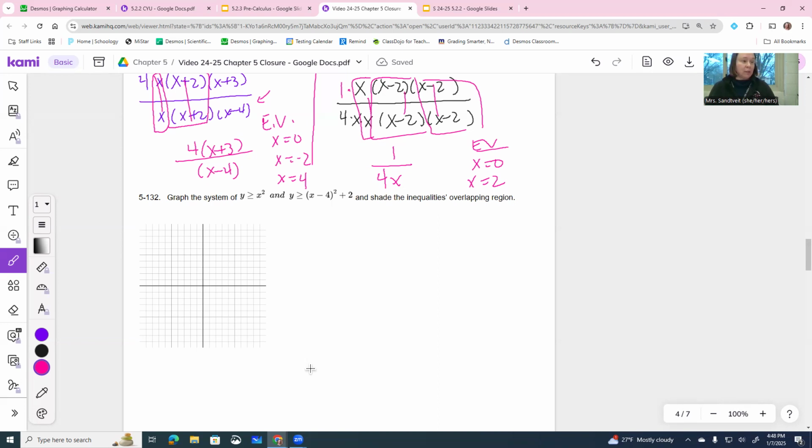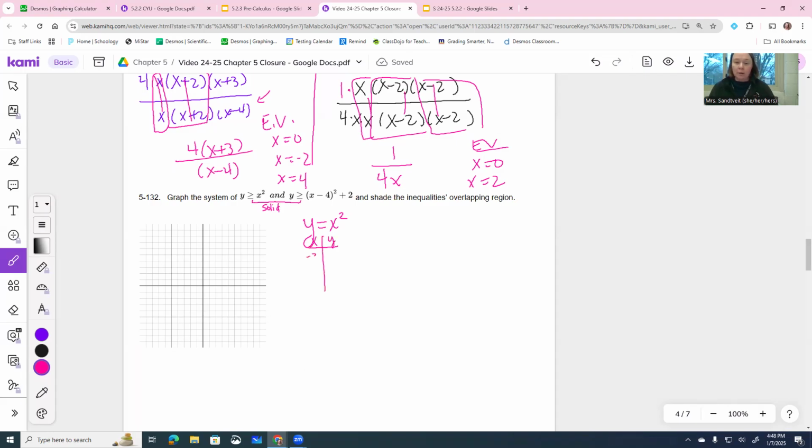So first, for this graph of y equals x squared, remember we start by graphing the boundary equation. And these both have the equal to on the inequalities. That means they're going to be solid graphs. Remember, if it's just the greater than or less than, it would be dashed. Okay, so for y equals x squared, just our parent function for a parabola.